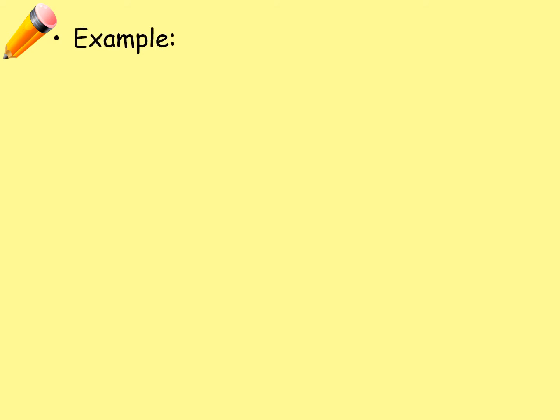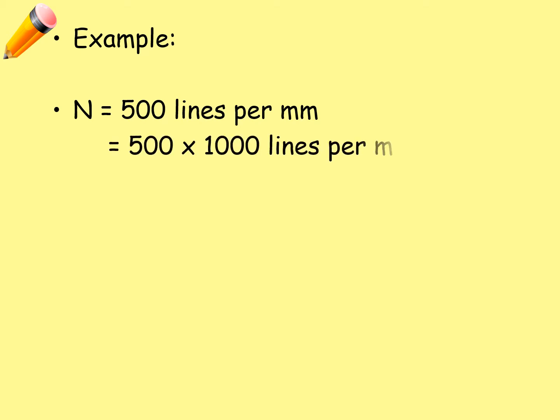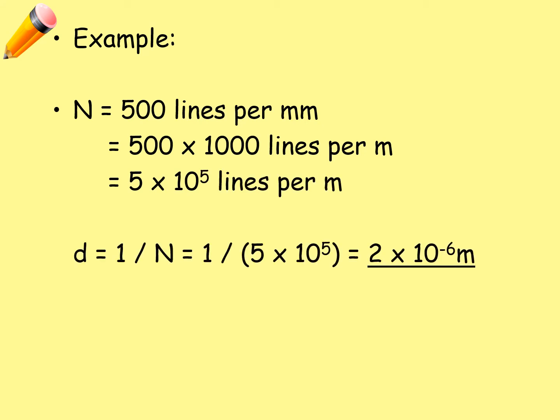Example. n is equal to 500 lines per millimeter. 500 lines per millimeter means we have 500 times 1000 lines per meter, or 5 times 10 to the 5 lines per meter. d is equal to 1 over n, which is equal to 1 over 5 times 10 to the 5, or 2 times 10 to the negative 6 meters. So this gives us an idea of the separation between the slits. It's going to be a very small number.